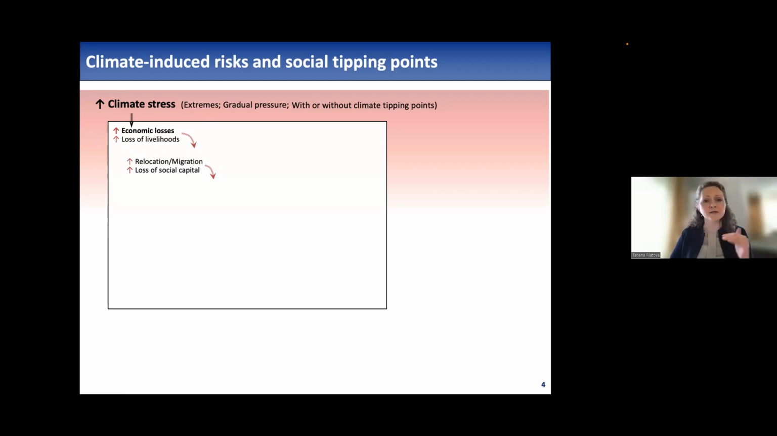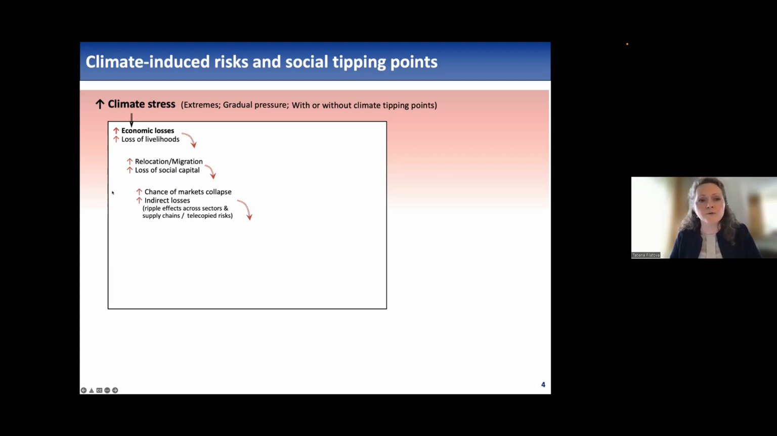But usually what happens, of course, is that this triggers a chain reaction. So whenever people experience this type of adversities, there is always an issue of probably relocation or even large-scale migration that also leads to the loss of social capital and the networks that are usually place dependent.